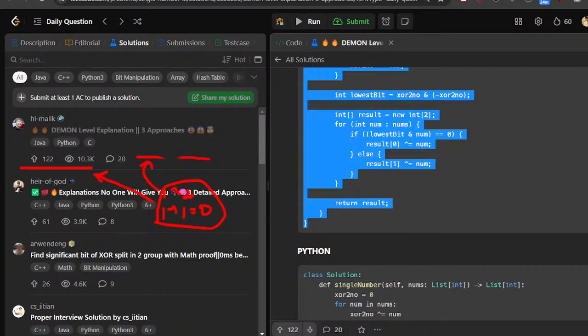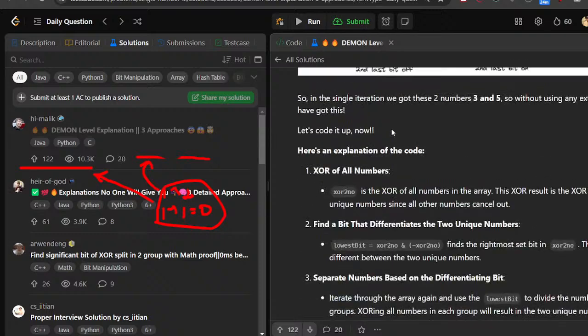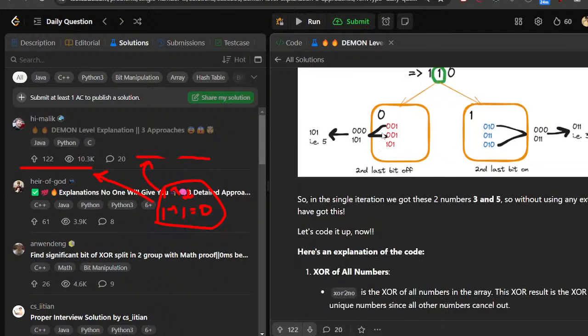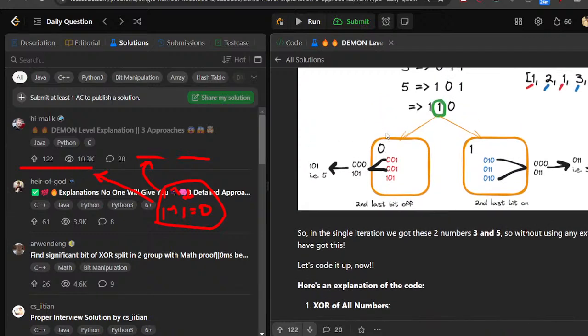So only two groups will be created. Why two groups? All values with the second-most bit zero and all values with the second-most bit one. Only two groups will form. That doesn't care what other things are. So if we XOR it will give. Why this will have only one is a mystery for me.